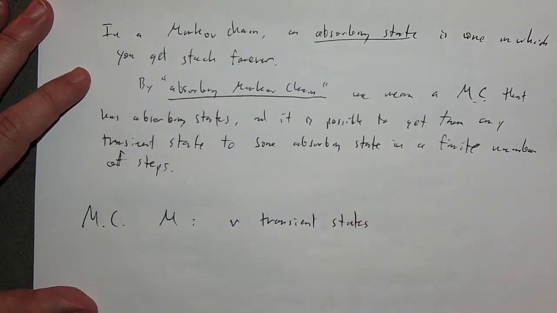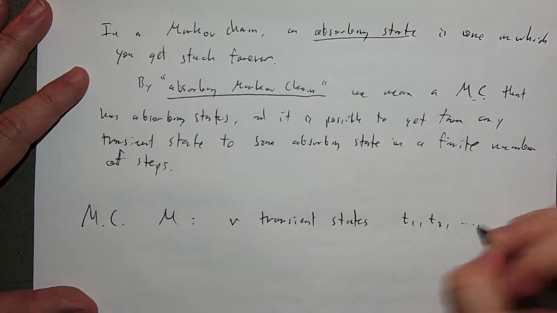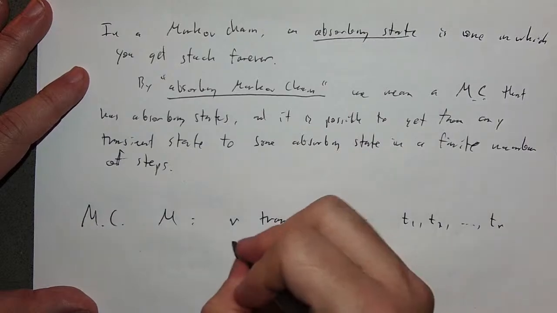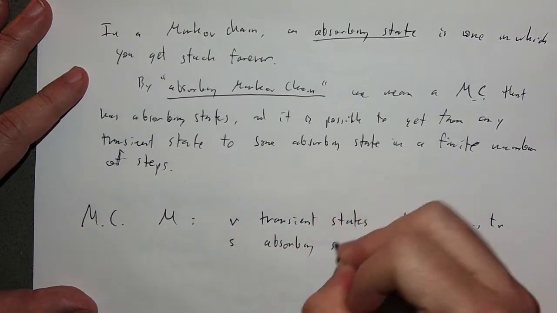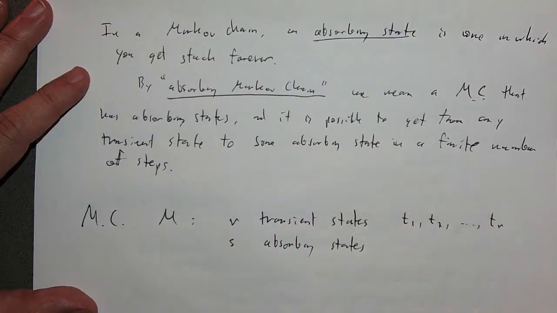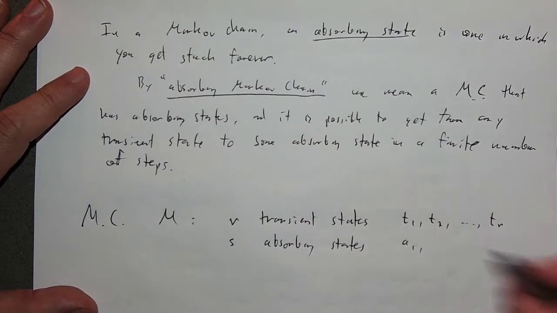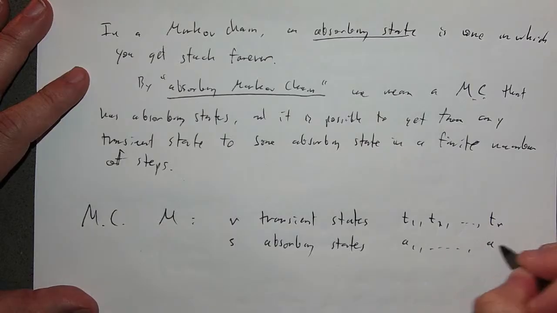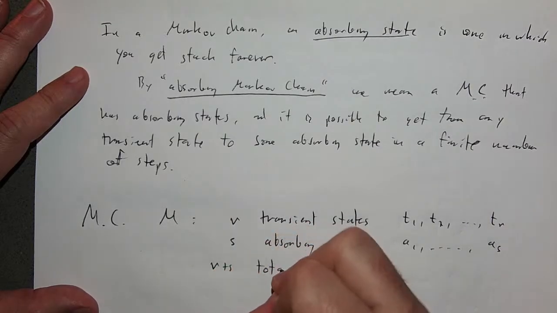We will call those T sub 1, T sub 2 out to T sub R. We'll say that it has S absorbing states. We'll call this A sub 1 to A sub S. So then it has R plus S total states.